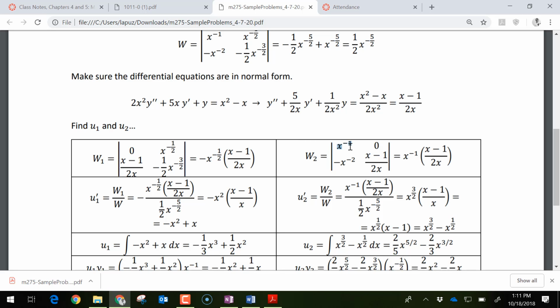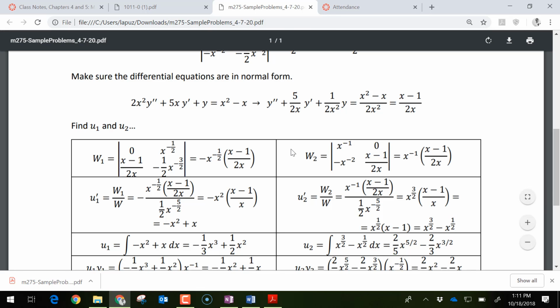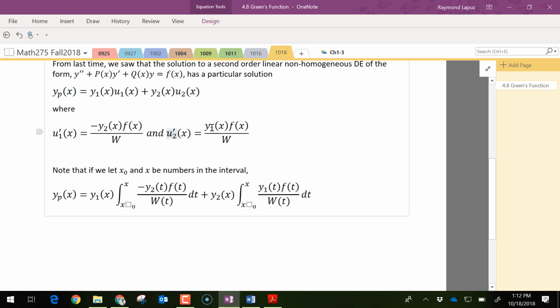This turns out to be just y1 times f of x minus 0, so we just ignore that. So that's y1 times f of x. That's the w2 part, and then you divide that by the Wronskian, and that's how you get the u1 prime or u2 prime. Okay, so you see where these expressions came from? These just came from the w1 and w2 from the variation of parameters.